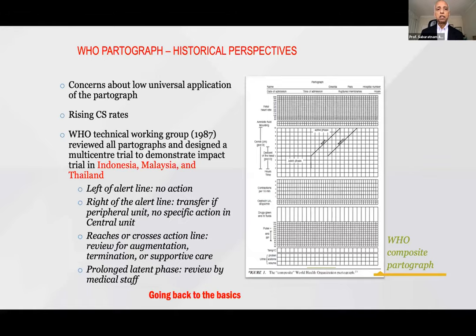Now, WHO was dragged in because despite the use of the partograph, the cesarean section rates were going up and up. So in 1987, they formed a technical group and they wanted a trial to be done having a partograph similar to the one in Zimbabwe. The trial was done in Indonesia, Malaysia, and Thailand, and it had the alert line. If labor was to the left of the alert line, no action. Right of the alert line, they put an action line 4 hours to the right, and they decided to augment.